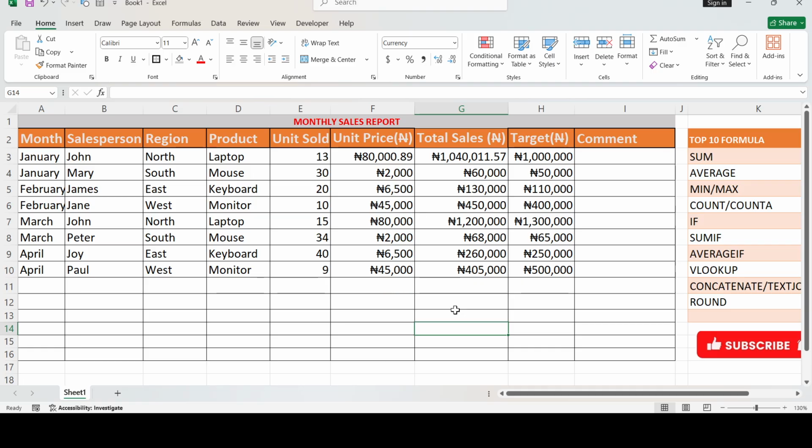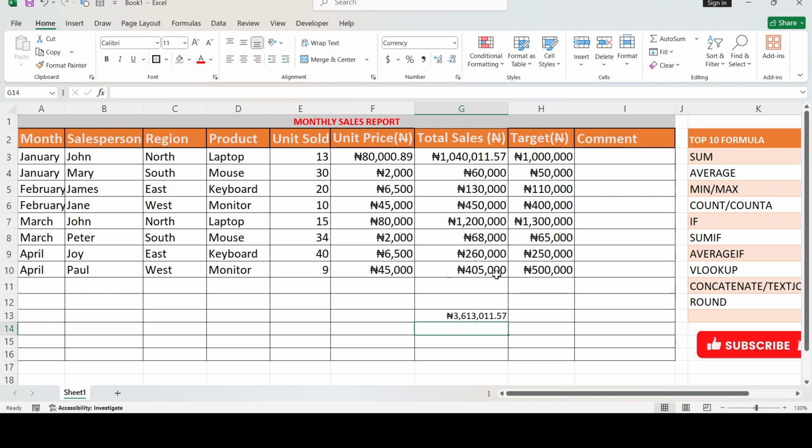So we are going to check the total amount that was sold within the period of January to April. So we now say equal to SUM, you open brackets, from the first, which is G3, down to the last one, which is G10. You can see the formula, then you click enter.